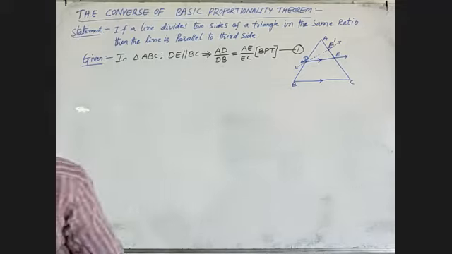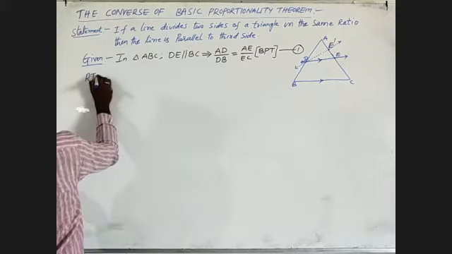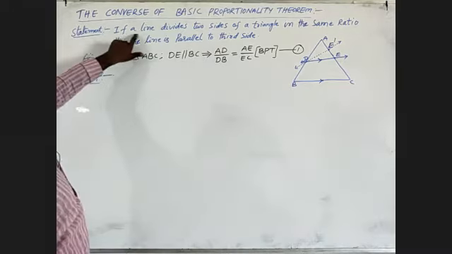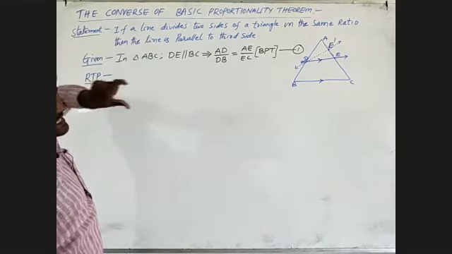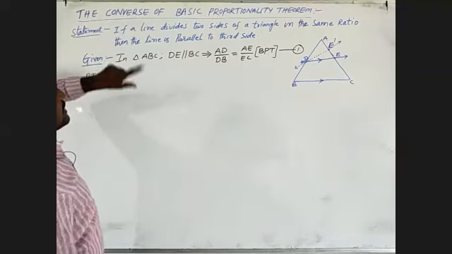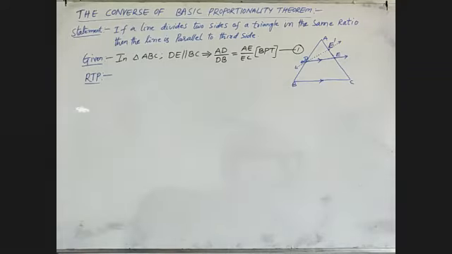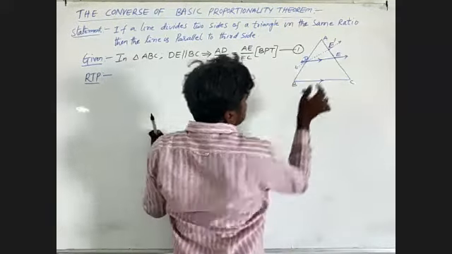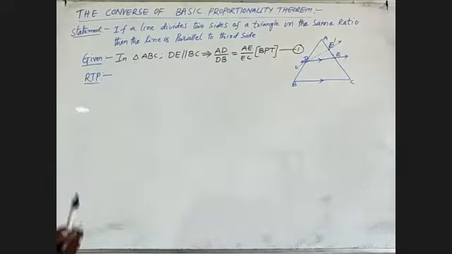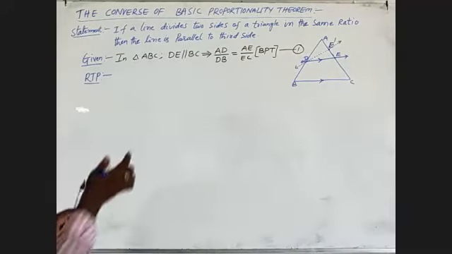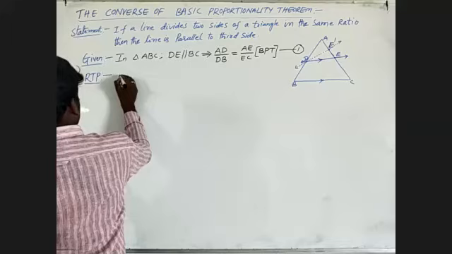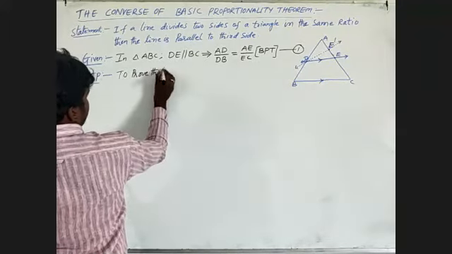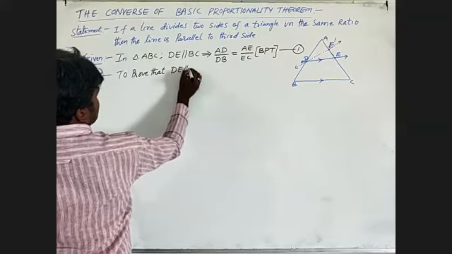But what do I have to prove here? To prove that if a line divides two sides of a triangle in the same ratio, then the line is parallel to the third side. Given two sides are parallel, ani prove cheyali. To prove that DE is parallel to BC.